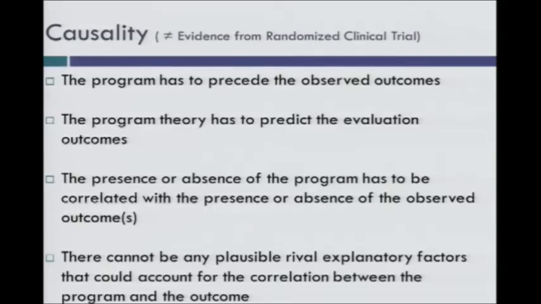And in order for causality to happen, you don't have to have a randomized clinical trial. You do have to meet these criteria, though. The program has to precede the observed outcomes. The program theory has to predict the outcomes that you're choosing for your evaluation. And then the presence or the absence of the program has to be correlated with the observed outcomes of interest. And one of your goals with your evaluation is to rule out plausible rival explanations.